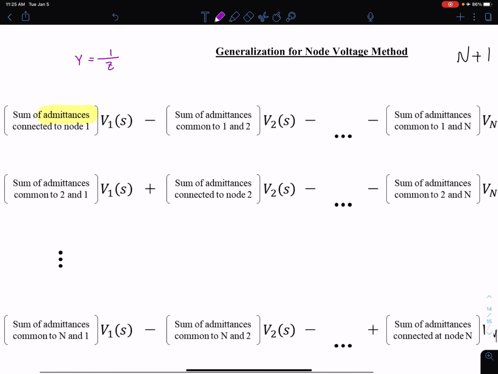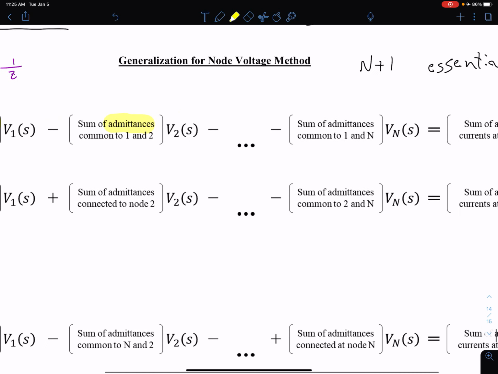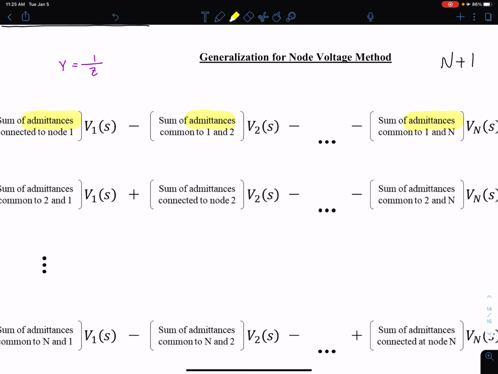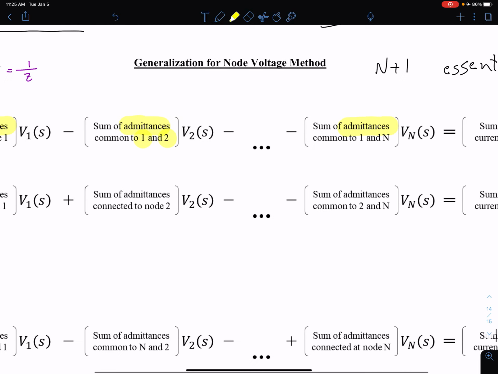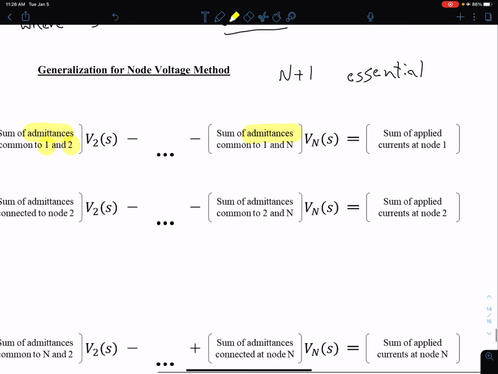We're then subtracting any admittances. Again, if we look ahead, we see we're dealing with admittances in every term here. We're subtracting any admittances that are common to node 1 and node 2, so anything that connects node 1 and node 2. Again, we'll see this a little more clearly in the example. All of that is multiplied by V2. So we keep on subtracting, and again, we're summing all admittances.